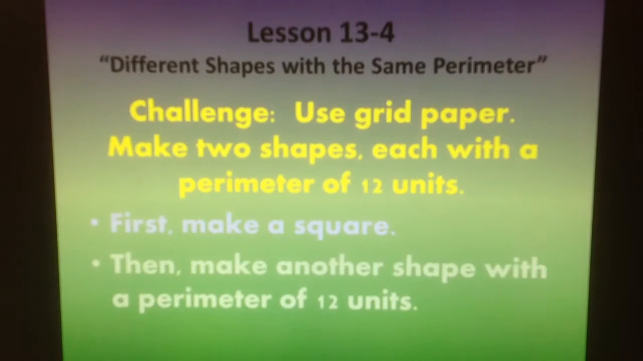shapes. Our challenge today was to use grid paper to make two shapes, each with a perimeter of 12 units. First, students made a square. Then they made another shape with a perimeter of 12 units. Everybody was able to do it. Pause the video now and see if you can do it on your own.